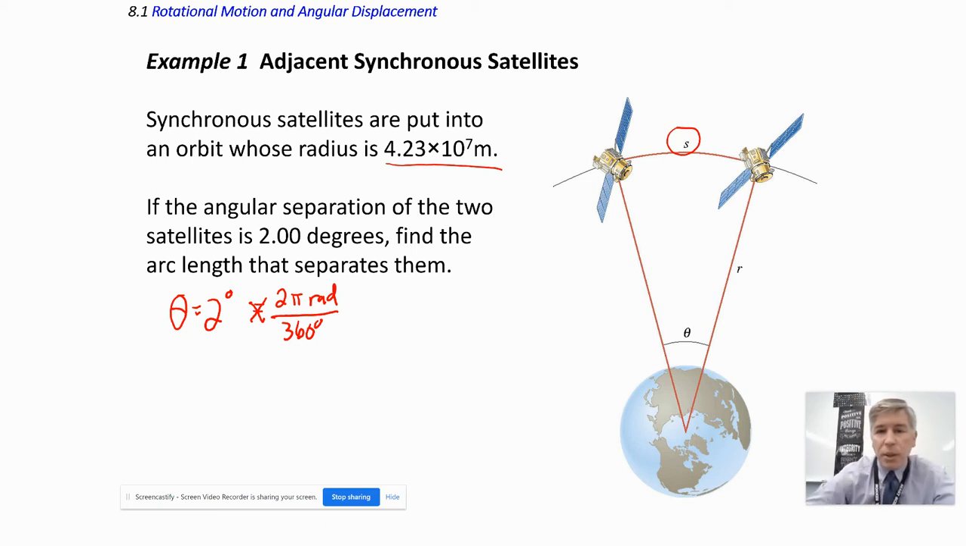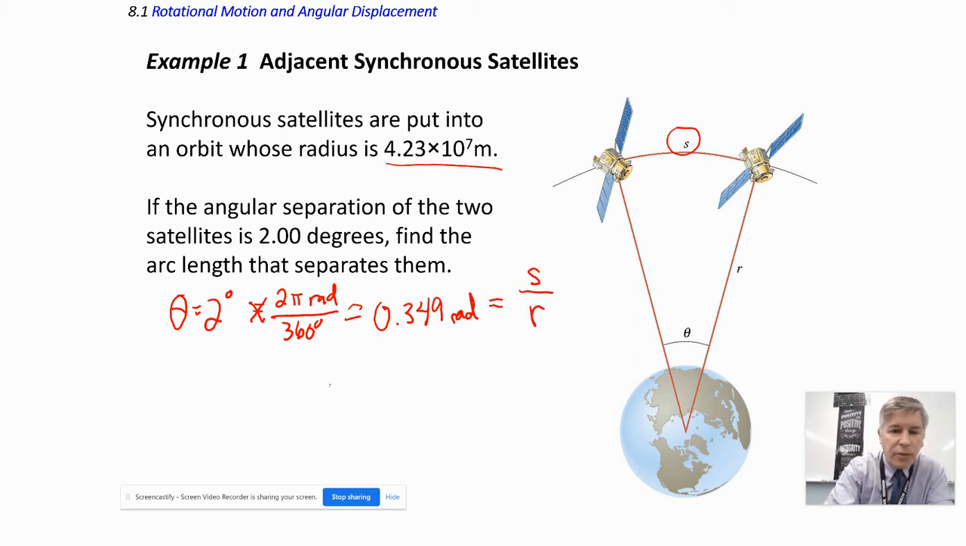So when I actually multiply this out, basically I want to get a number for this. I don't want to just leave it in terms of degrees or pi. So I'm going to go 2 times pi times 2, and then divide that by 360, and I get this to be 0.0349 radians. That is going to equal my arc length divided by my radius.